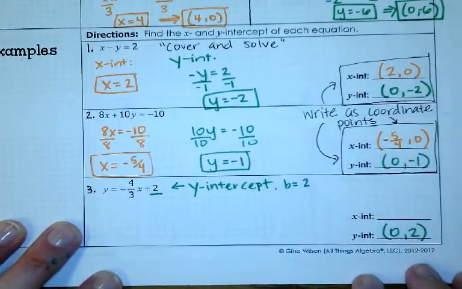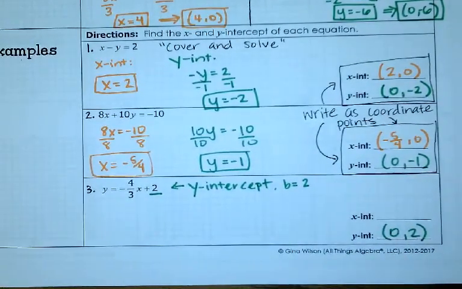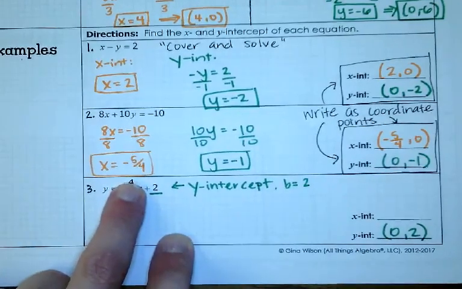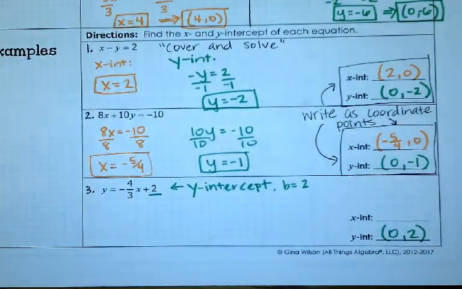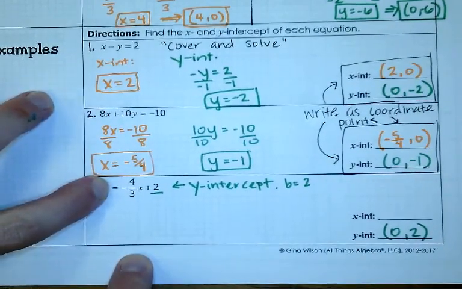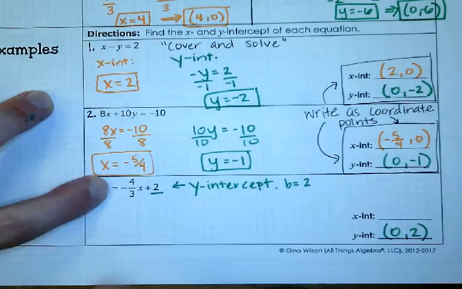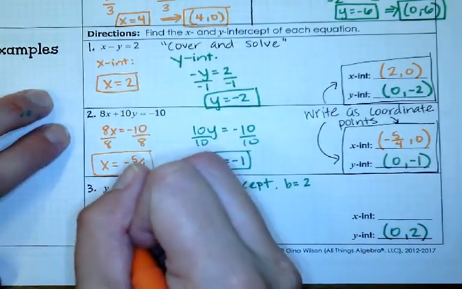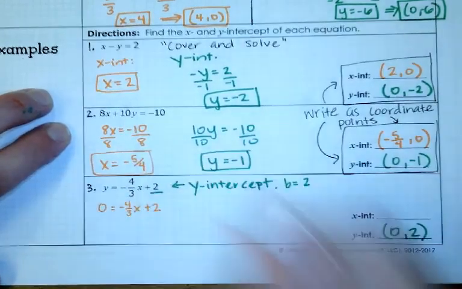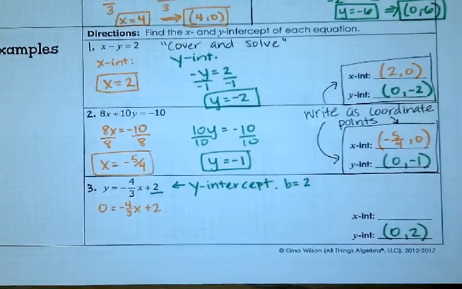Did we have to do any covering and solving to see that one? No, it's already in that format, right? You could cover and be like, oh, y is equal to 2. Okay? That's your y-intercept. Now your x-intercept is a little tricky to find when you're in slope-intercept form. Because if I cover this, well, then it's equal to nothing, right? So we would have to write this as 0 equals negative 4/3 x plus 2. So we want to solve for our x-intercept here.